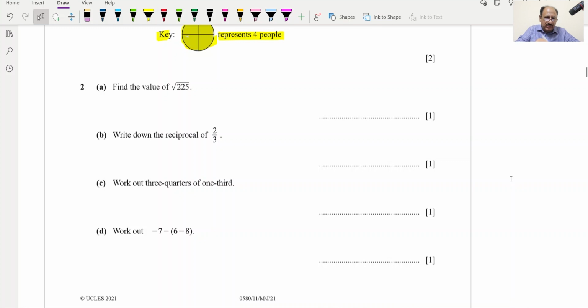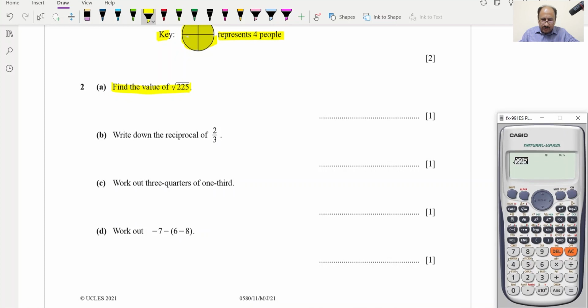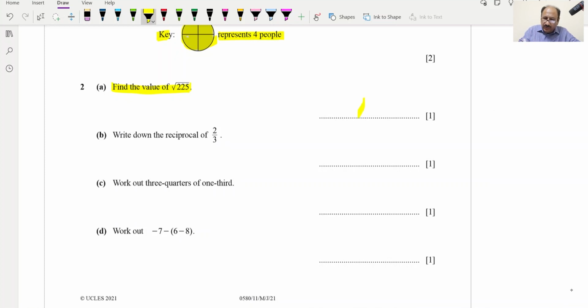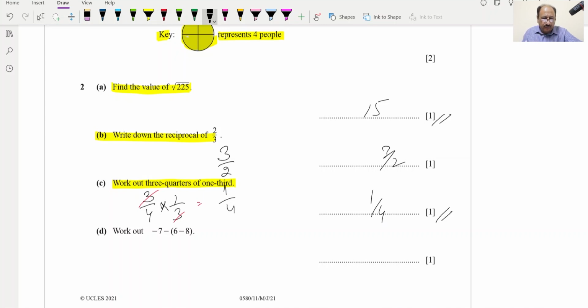Now question number 2 says find the value of this. We can use calculator, and square root of 225 is equal to 15, so answer will be 15. 1 mark part. Write down the reciprocal of 2 over 3, and reciprocal is 3 over 2, so we can write answer as 3 by 2. Work out 3 quarters of 1/3. So we can cancel this 3 and 3, and the answer will be 1 by 4.